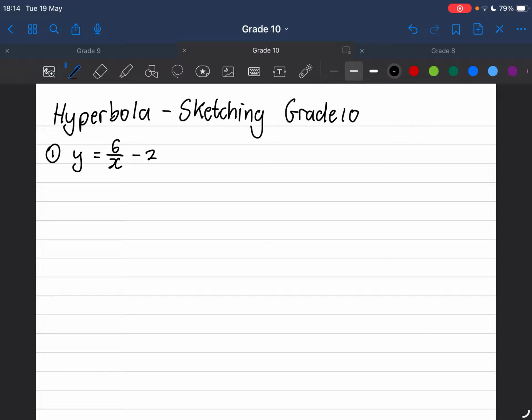All right, let's sketch a couple of hyperbolas. Now, I just want to create a distinction here. There's a difference between the word sketch and the word plot.